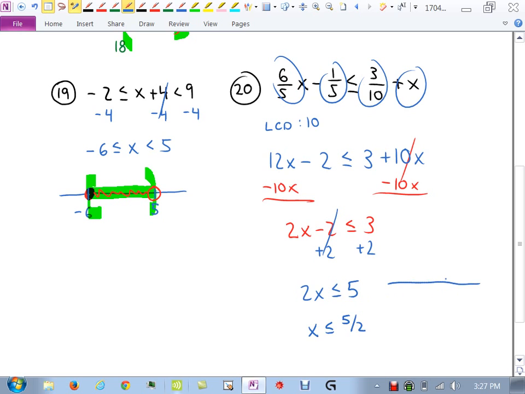On a number line, if this is 5 halves, we want our x's to be smaller than that, so to the left, we do want to include it, so solid dot. Or if you want, bracket.